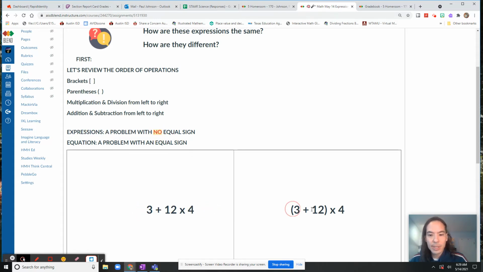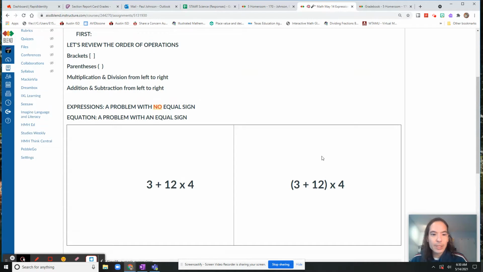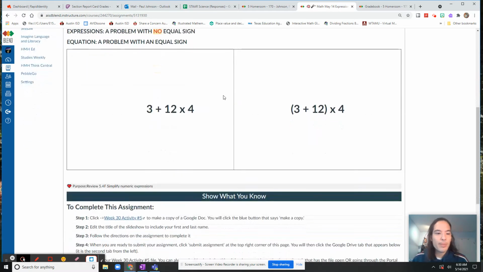Remember, expressions are problems with no equal sign. So we're looking at two expressions here because there's no equal sign. An equation is a problem with an equal sign. All right, so we're looking at two different expressions. One has a grouping symbol of parentheses, so we have to do that part first. The other one does not have a grouping symbol, so even though we're looking at the same numbers, it looks like these problems will be solved differently.